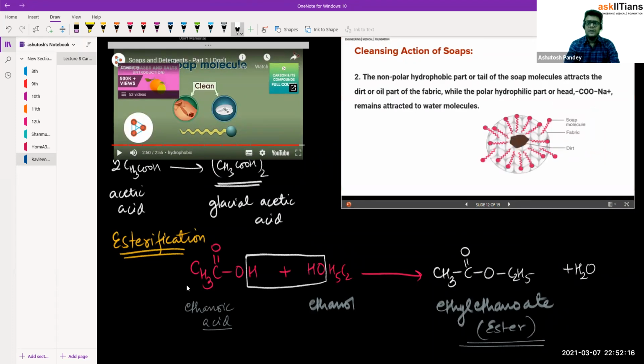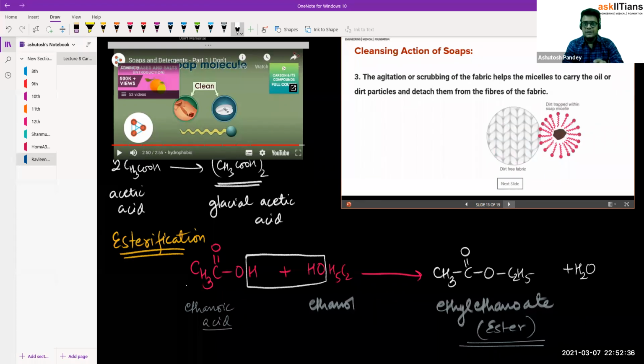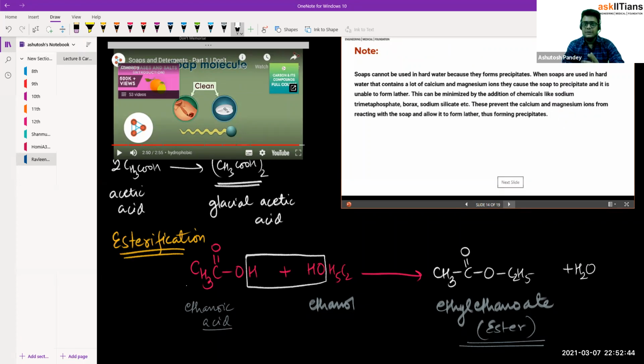Next, the non-polar hydrophobic part or tail of the soap molecules attracts the dirt or oil part of the fabric, while the polar hydrophilic part remains attracted to water molecules like this. So all the hydrophilic parts will be outside, and the hydrophobic part is inside the dirt. Then the agitation or scrubbing of the fabric helps the micelles to carry the oil or dirt particles and detach them from the fibers of the fabric. So this is how we are going to clean our cloth with the help of these soaps.